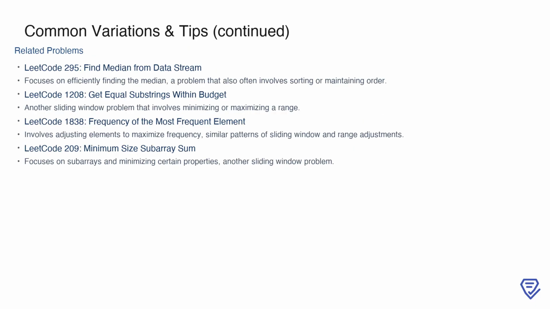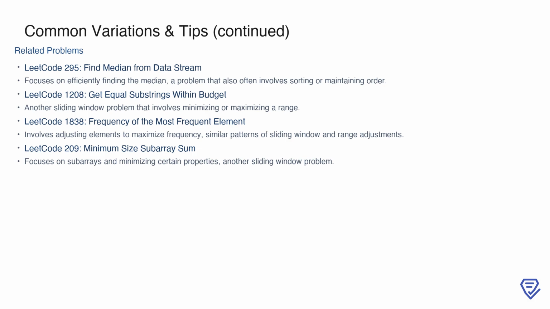If you're looking to deepen your understanding of this problem, consider exploring related problems that share similar patterns. For example, LeetCode 295, Find Median from Data Stream, involves efficiently finding the median, a task that often requires sorting or maintaining order dynamically. LeetCode 1208, Get Equal Substrings Within Budget, is another sliding window problem that focuses on minimizing or maximizing a range under certain constraints.